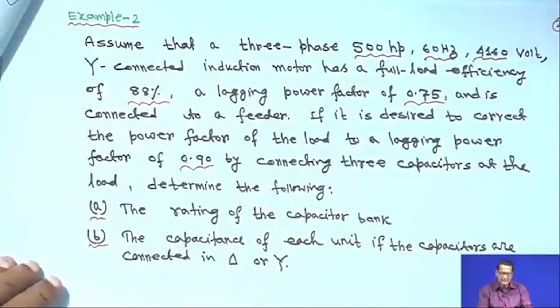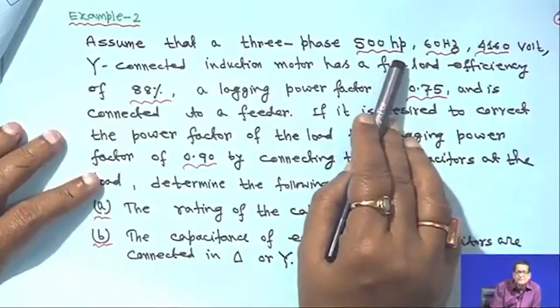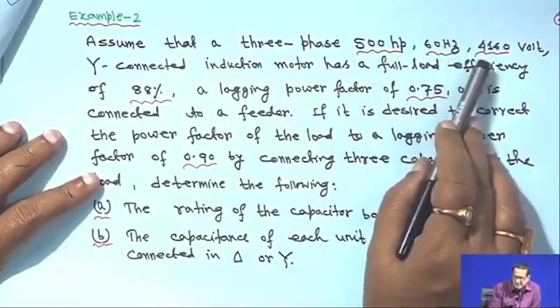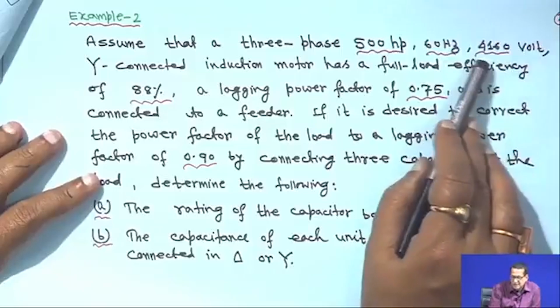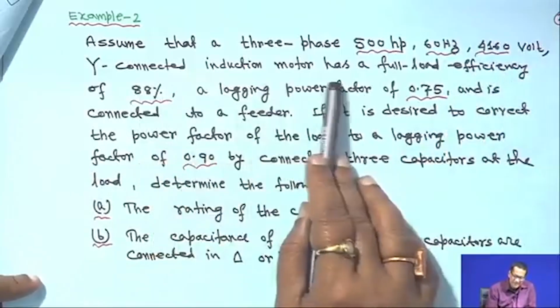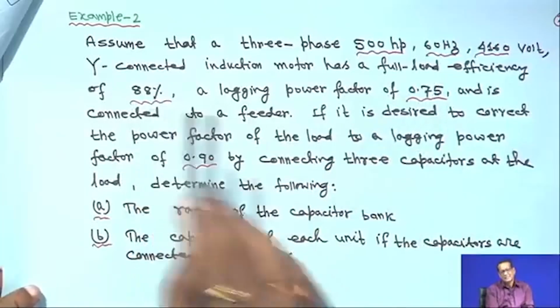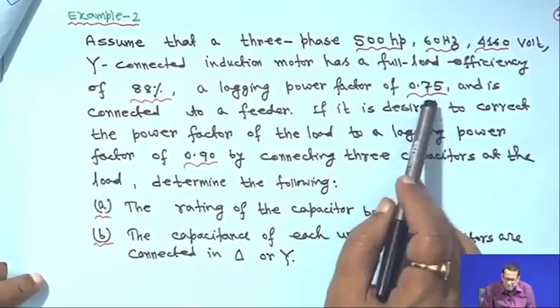Now, I take another example. Assume that a 3-phase, 500 horsepower motor operating at 60 hertz and with a voltage of 4160 volt, that is 4.16 kV, star connected induction motor, has a full load efficiency of 88%, 0.88 is its efficiency, and a lagging power factor of 0.75.